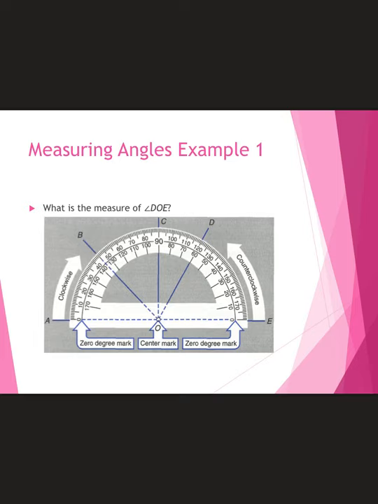So here I want to look at what is the angle measure of angle DOE. Notice that this angle opens counterclockwise, so we are going to be reading the inside values. Okay, we're looking for where is that marked at 0, so here's our 0, and then we're going to read up, and so angle DOE is 60 degrees.